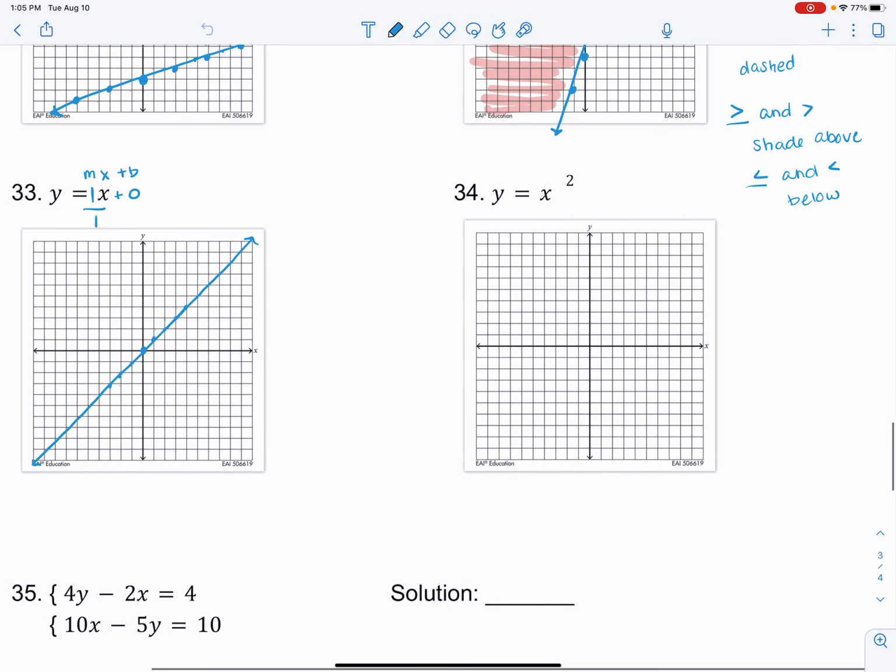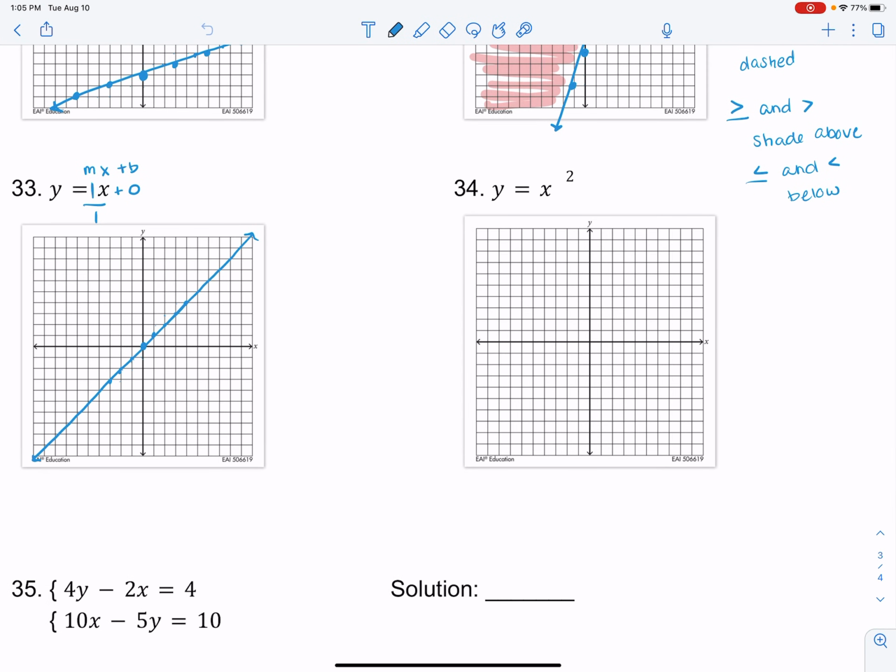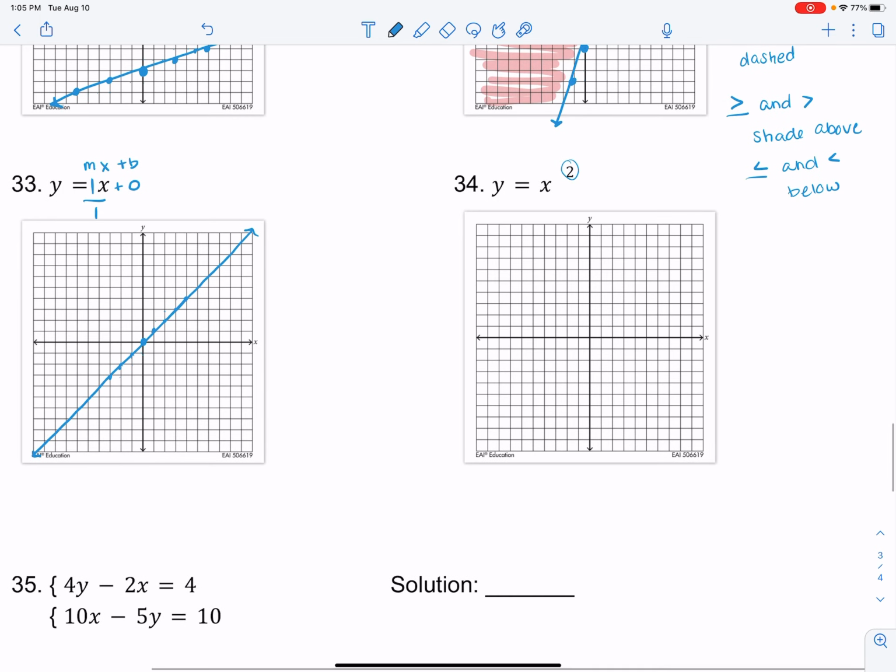Okay, two more. Y equals x squared. Y equals x squared is a quadratic graph. So instead of being a straight line, it's going to have a curve to it, and we know that because of the 2 on top. In order to figure out how to graph this one, because we can't use y equals mx plus b because it's not a line, we're going to build a table. And we're going to have x values and y values. And we're just going to pick a couple x values.